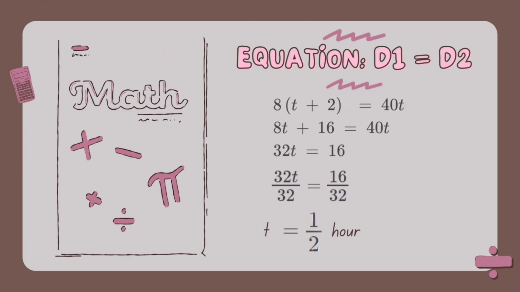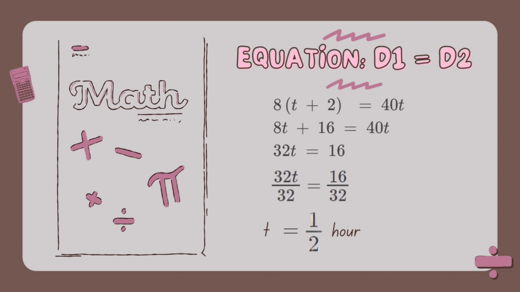After analyzing the problem statement, we proceed to the computation. The distance traveled is the same for both, which leads to the equation. Distance 1 is for Tanya, which is 8 multiplied by t plus 2. And distance 2 is for the Honda, which is 40t. The first step, we need to set the distances equal to each other. So, distance 1 equals distance 2. So, 8 multiplied by t plus 2 equals 40t.